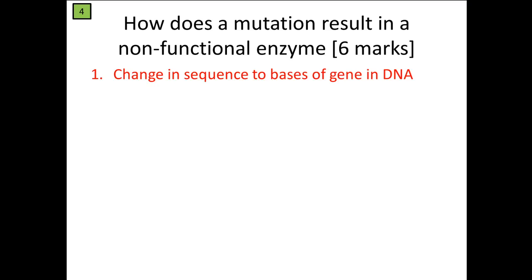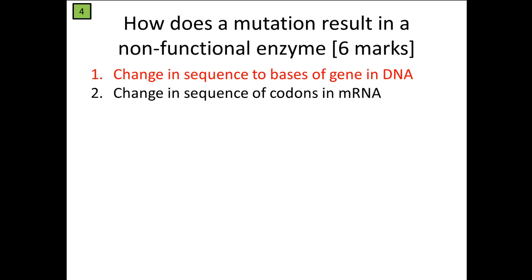When I teach this at GCSE, it's very similar. I talk about sequence, sequence, shape. So I just add 3 more bits of information. There's a change in sequence of bases of the gene in the DNA. That's what a mutation is. It's a change in the sequence or amount of DNA in a cell. And if this is talking about an enzyme, we're talking about a gene, therefore a change to its sequence. Therefore, there's a change in sequence of codons in the mRNA.